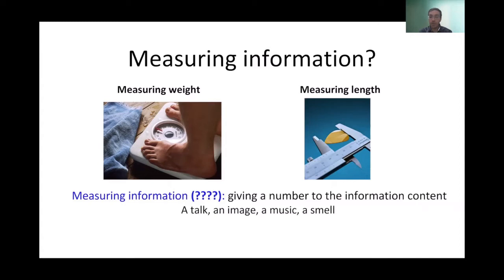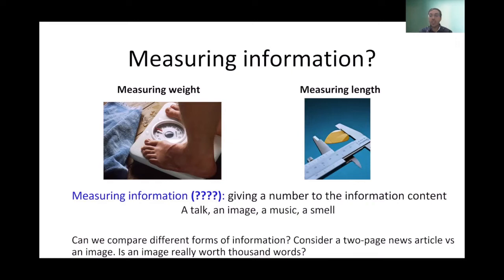So for instance, you have an image and you want to say that the information content in this image is 2.01 or something like that. If you assign a number to the information content, it allows you to compare different forms of information, right? When you are measuring weight, we can see which object is heavier. If we measure the information content, we can say this image is more informative than that music, for instance. So it allows us to compare different forms of information.